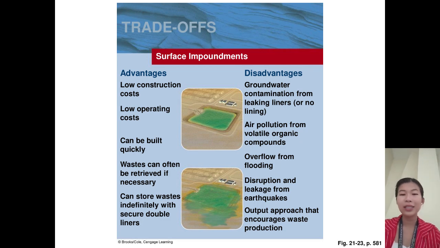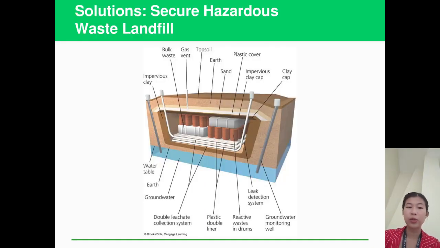For its disadvantages: groundwater contamination from leaking liners or no lining, and also air pollution from volatile organic compounds. Third is overflow from flooding. Fourth is disruption and leakage from earthquakes. And lastly, an output approach that encourages waste production. So there are solutions on how to secure hazardous waste landfills. It can be seen above.